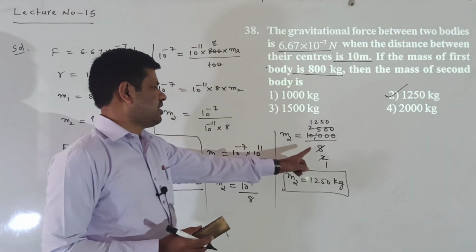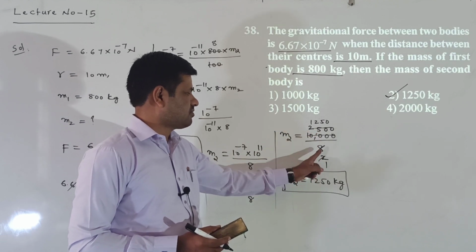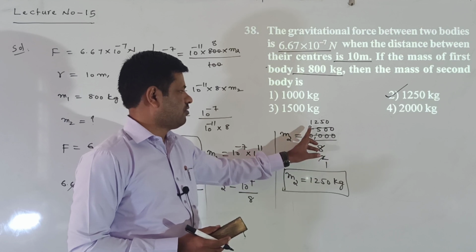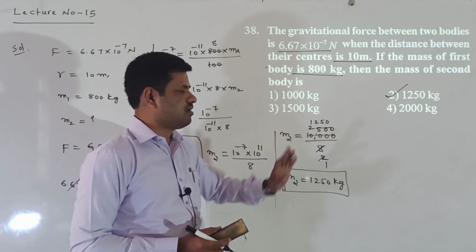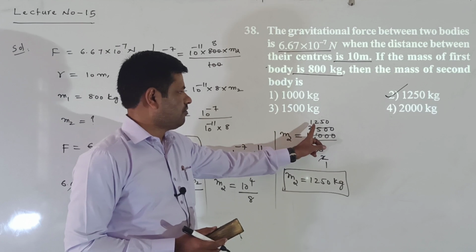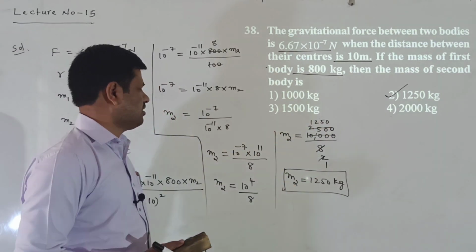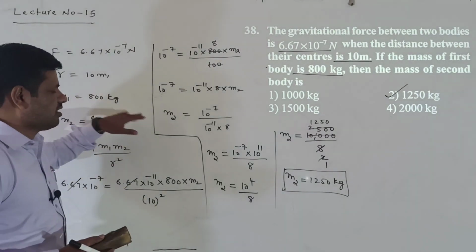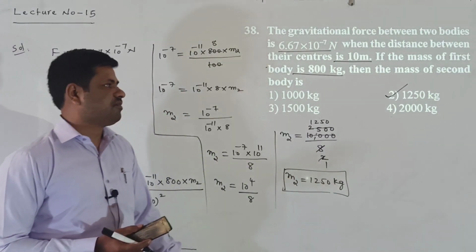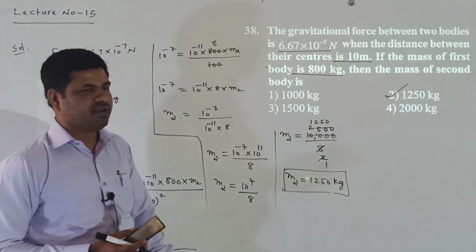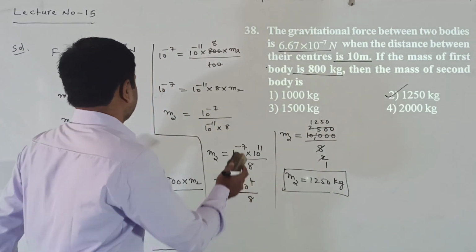Right, just here 10,000 by 8, calculating this one. 4 2s are 8. 4 5s are 20, 0 0 as usual. Now 2 1s are 2, 2 2s are 4, 2 5s are 10. 1250 means 1250 kg. One mass is 800, and the other mass that is asked is 1250 kg. The second mass asked is 1250 kg.